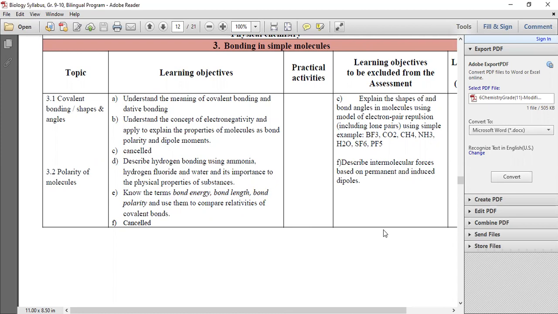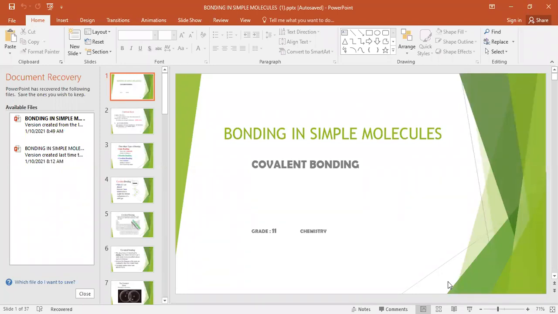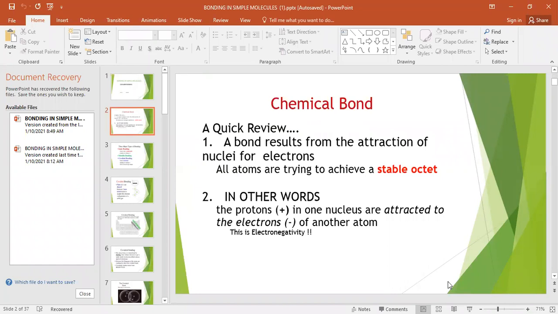First, what is a chemical bond actually? How do you define a chemical bond? Any one of you, please. Stop now, please. What is a chemical bond?